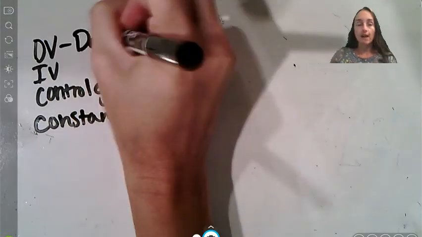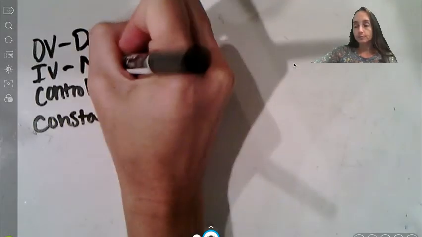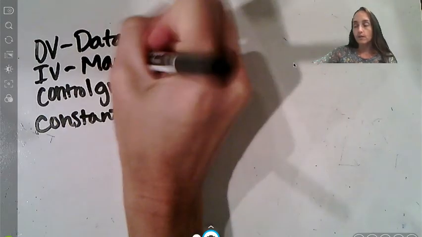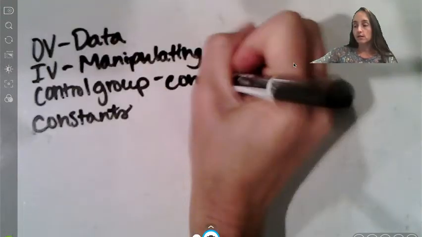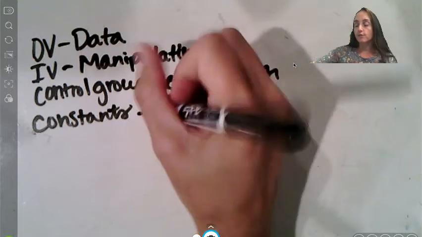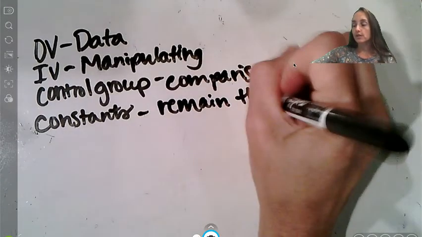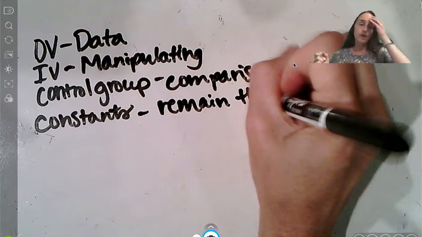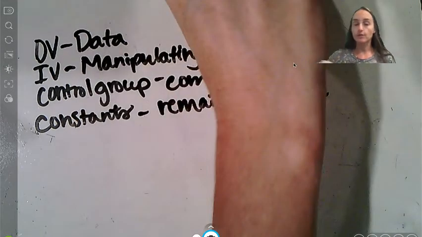Dependent variable, that's your data. Independent variable, this is what you're manipulating. Control group, this is your comparison. Constants, these have to remain the same throughout the entire experiment. Okay? And what we're really going to work on today is a couple of different types of control.